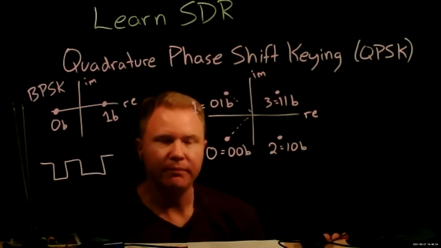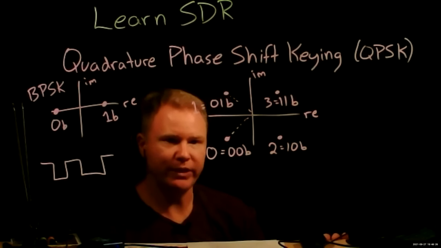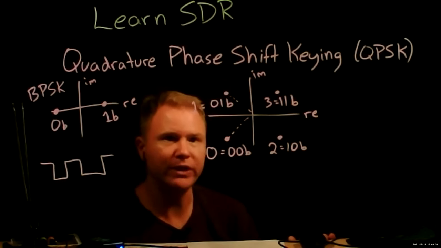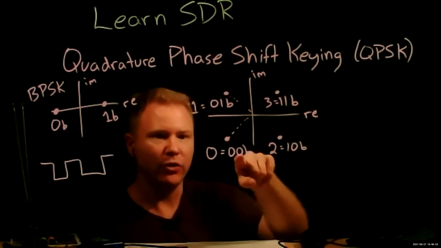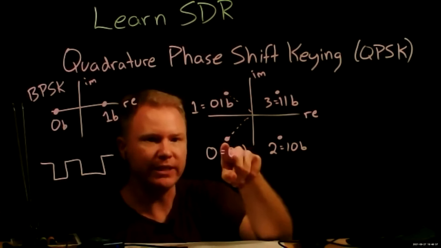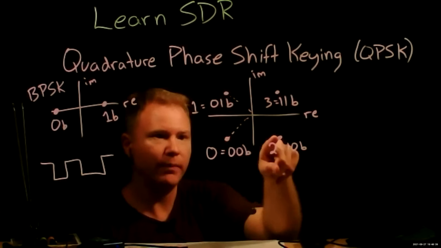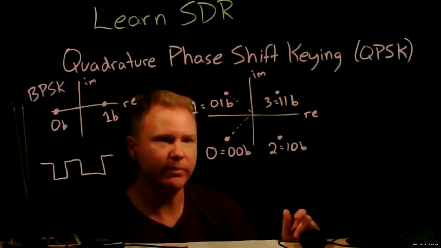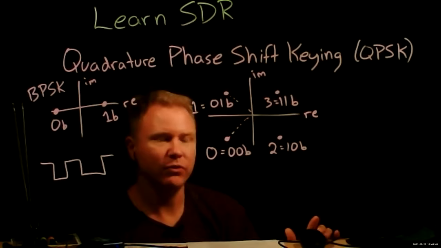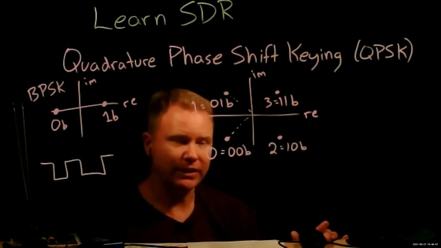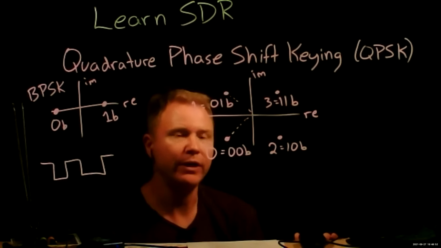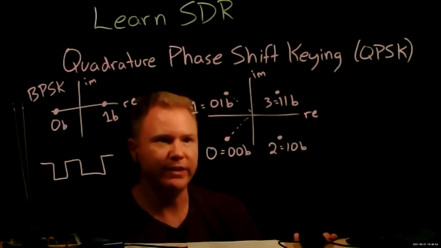And that ordering is called gray code, where the nearest neighbors are only different by one bit. So if we start at 0 and we go up, we only change the least significant bit. And if we go over, we only change the most significant bit. But to go all the way across, we change both bits. And so arranging things like this doesn't have any nice counterclockwise or clockwise order, but it makes sense in terms of reducing the bit error.